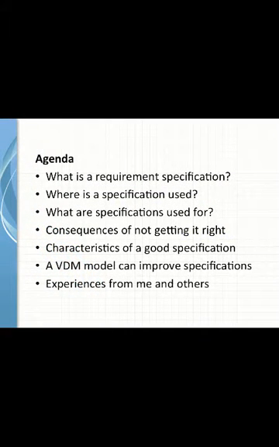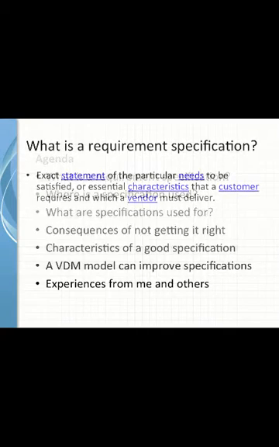Here's the agenda I'd like to cover in this slidecast. I will start by letting us all get a common understanding of what a requirement specification is. I'll proceed by discussing where these are used and what they're used for. Afterwards, I'll discuss what the consequences can be if mistakes are made in requirement specifications. Then I'll try to give characteristics of a good specification. Afterwards, I'll present how I think that VDM models can be used to improve requirement specifications. And finally, I'll attempt to substantiate that by mentioning a number of different projects where this has been demonstrated.